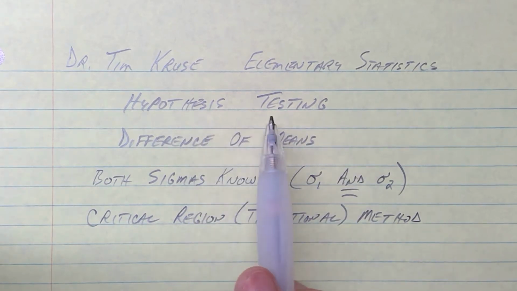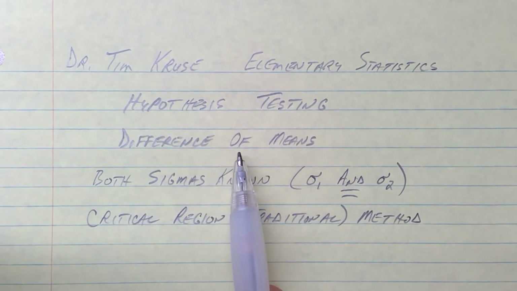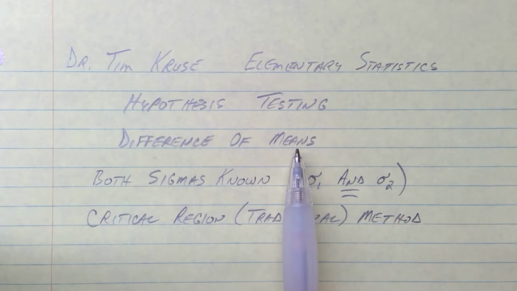We're going to do more hypothesis testing. This is difference of means, so that's the difference of averages. We're going to see, is there really any significant difference between one population and another?